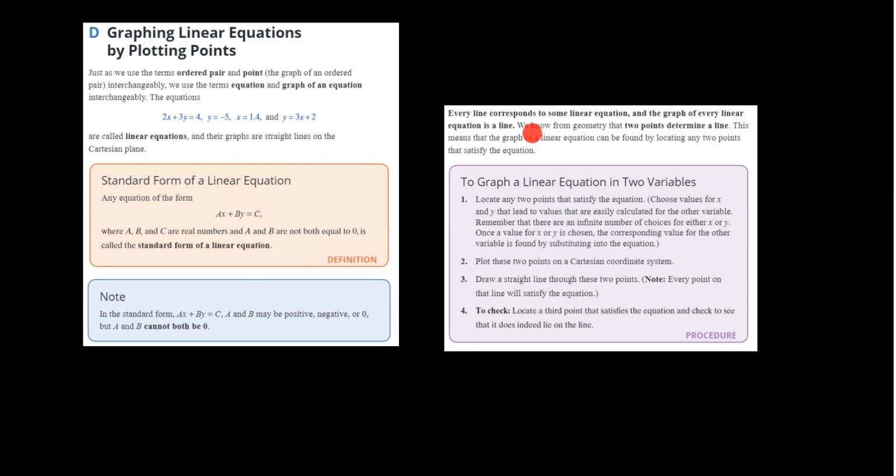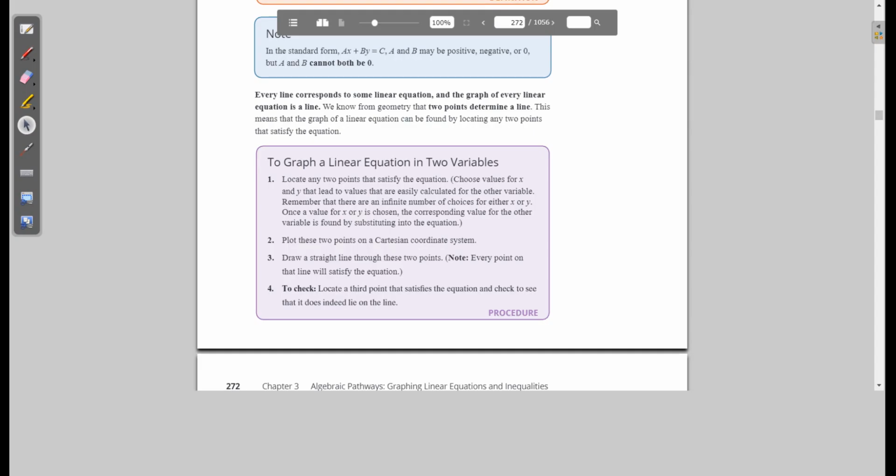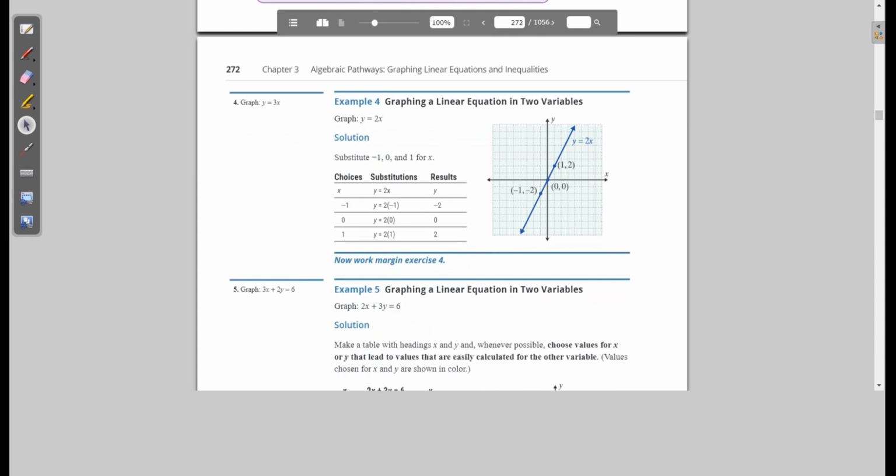So every line corresponds to some linear equation, and the graph of every linear equation is a line. We know from geometry that 2 points determine a line. This means that the graph of a linear equation can be found by locating any 2 points that satisfy the equation. So once again, we have a procedure to graph a line, and you are more than welcome to follow that procedure, but I like to teach in a way where I simply just speak aloud, right?